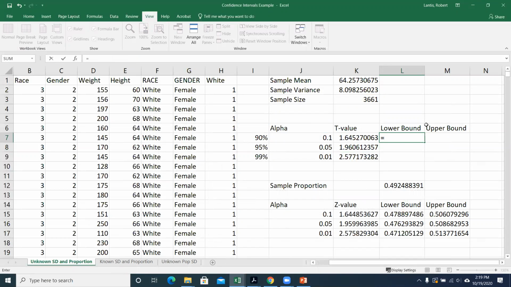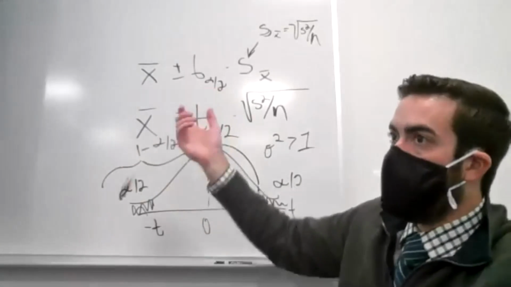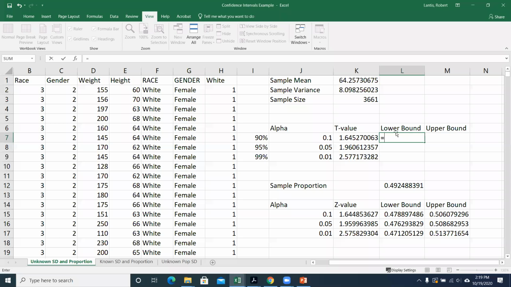So from here, it's really just using Excel to be a calculator, right? We know the equation that we want, right? Either form, okay? So what we'll do is just select where those values are at in our spreadsheet. So take the sample mean, subtract from my lower bound the number of standard deviations away I want to go, which is my t value, multiply by the formula that would give me the standard deviation for my sample means, which is the square root of my sample variance divided by my sample size, right?